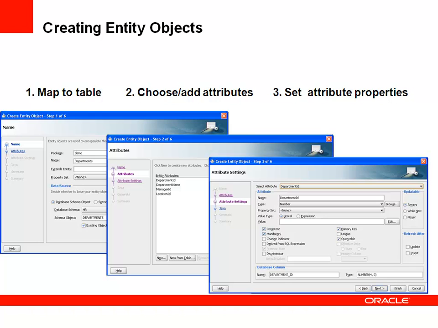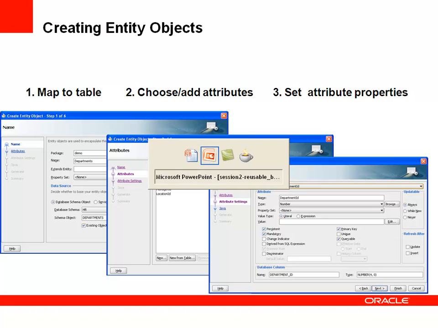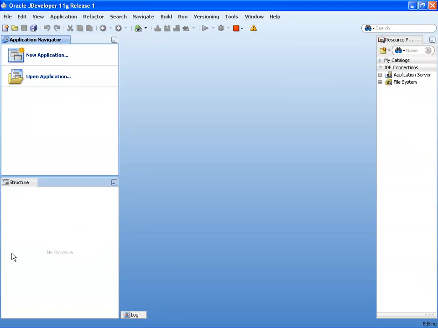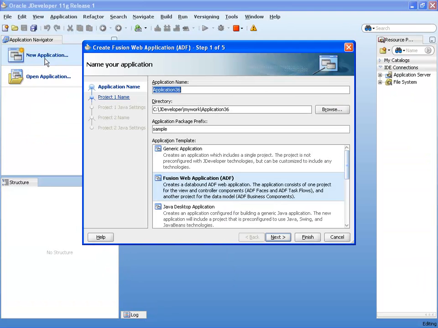Let's now look at how you actually build an Oracle ADF business component layer for your application. The first step is usually creating an entity object, and this involves mapping to a database table, choosing the specific attributes you want to use, and setting properties for those attributes. We'll switch now into JDeveloper and show you how to build this layer.